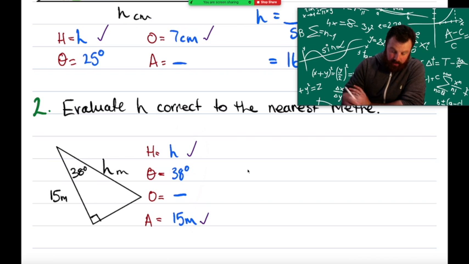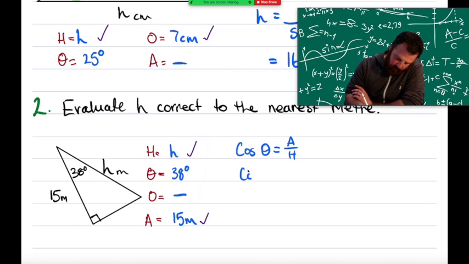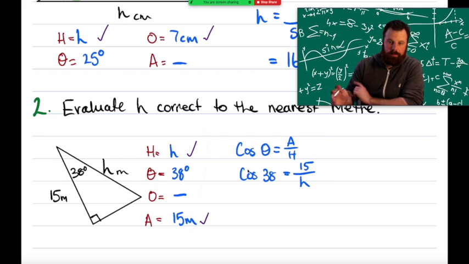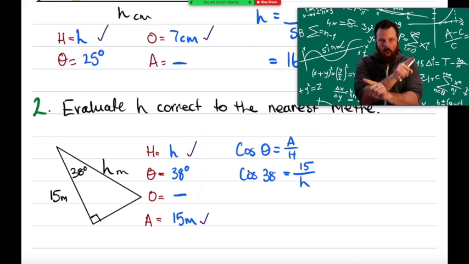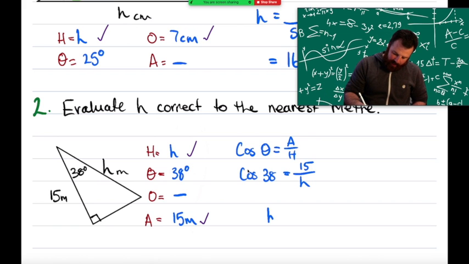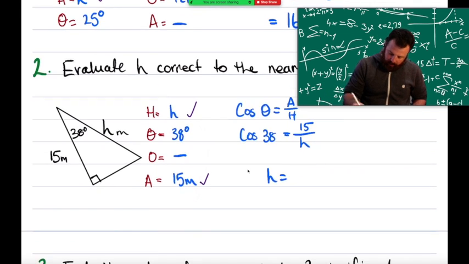So what function deals with the hypotenuse and the adjacent? Well, that's our cosine function. So we know that cosine of theta is equal to the adjacent over the hypotenuse. So cos of 38 is equal to 15 over h. And again, we recognize our unknown is in the denominator, so they're just going to swap places. So h is equal to 15 over cosine of 38.